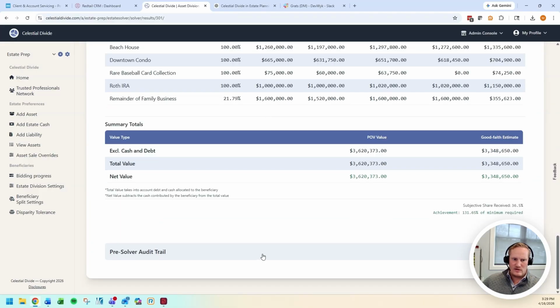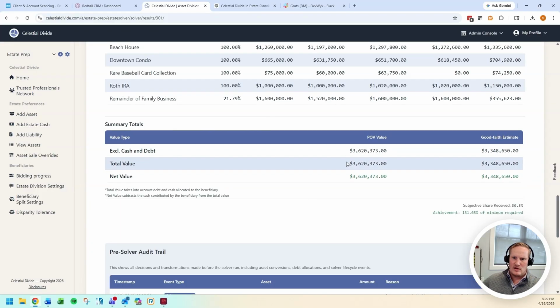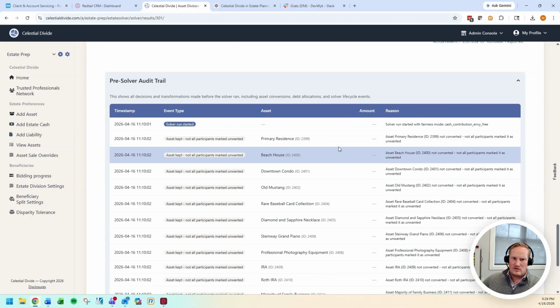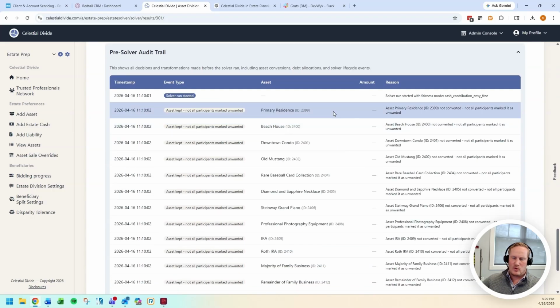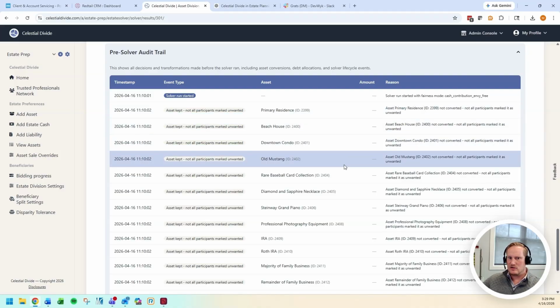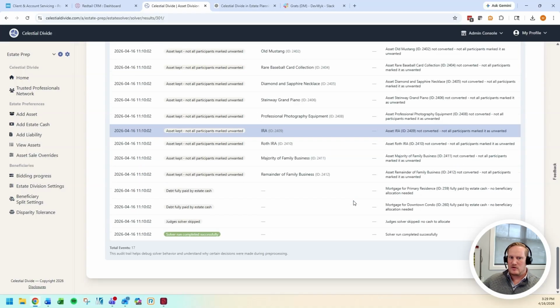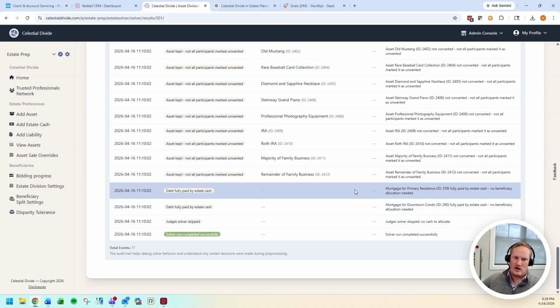Let's get down into the pre-solver audit trail. This one's really helpful in terms of understanding what's happening within the estate. You want to look for if a house was sold because maybe it's too large to be assigned to a particular individual, or if there were any things redone because it was a poorly allocated asset, and maybe we go back through and say that it's sold and we have cash to distribute instead.